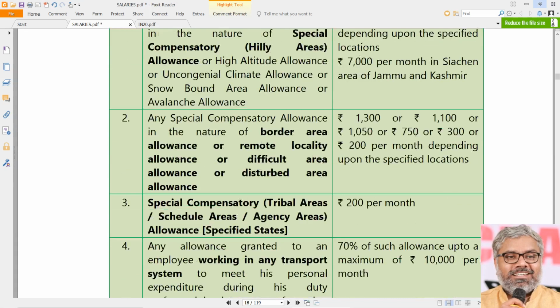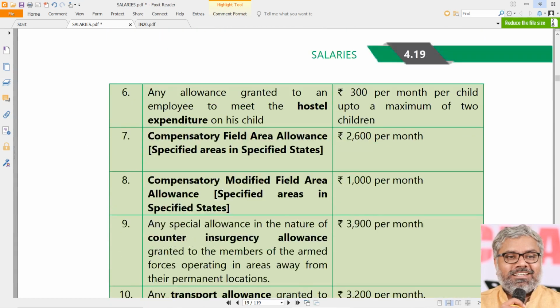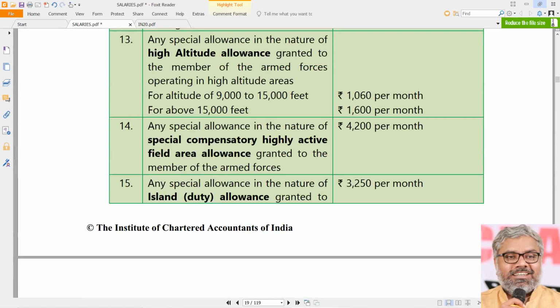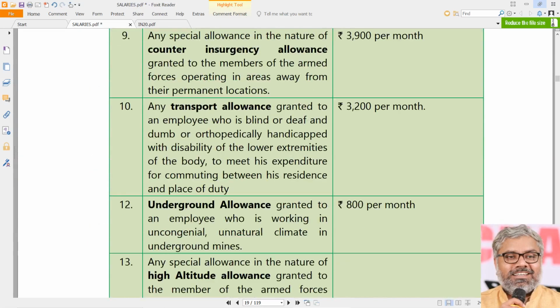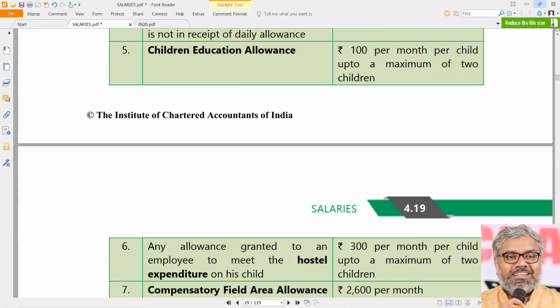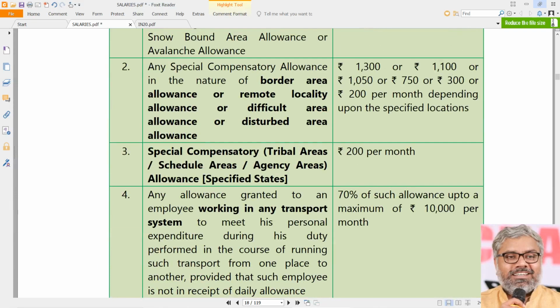That is one point. And second point is there are so many of them in this list. Sir, are we going to remember all of them? Should we remember all of them? Is it going to be important to remember all of them? Once again, answer is no.